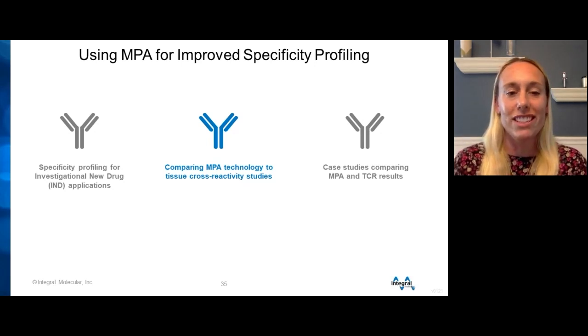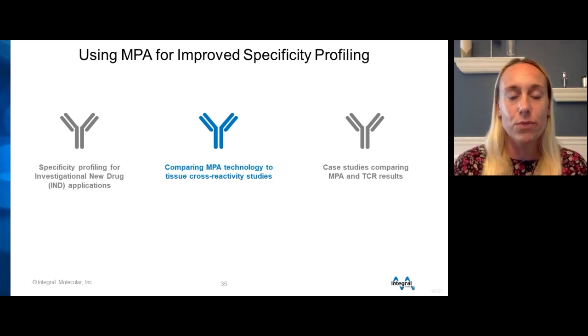So I've discussed TCR a little bit now, and Chris has also discussed the MPA. So let's do a little bit more of a comparison between the two technologies, or the two assays.